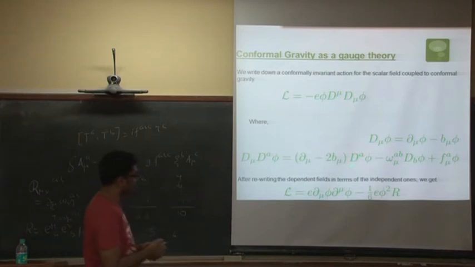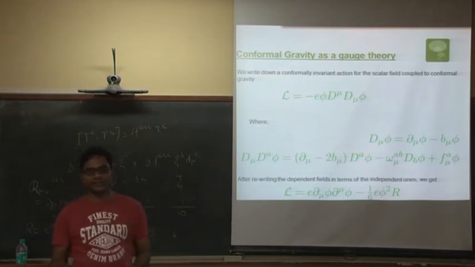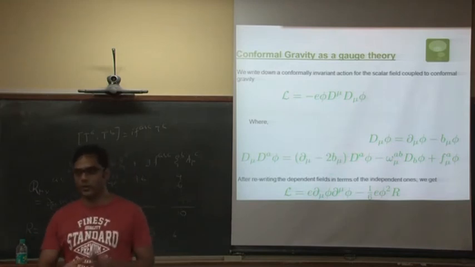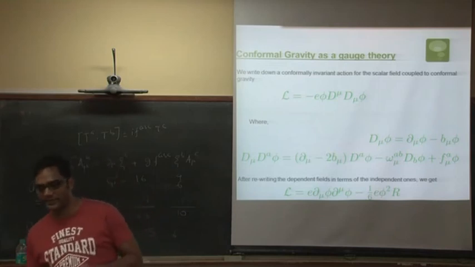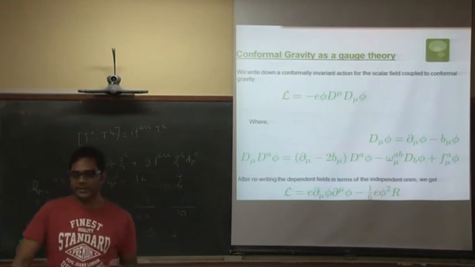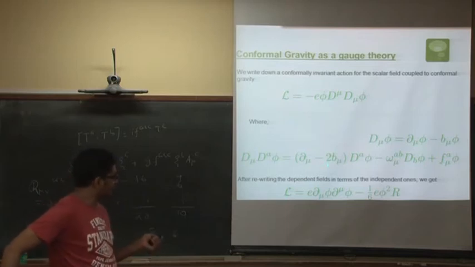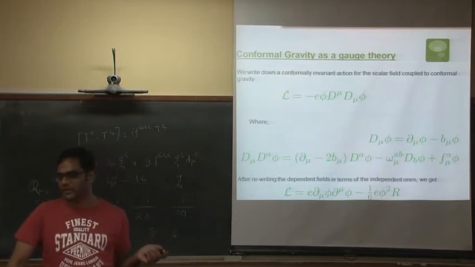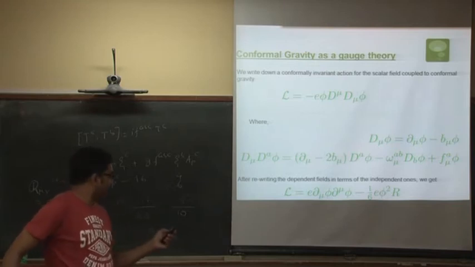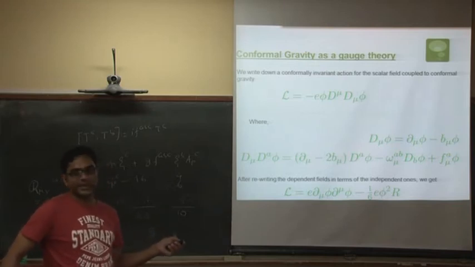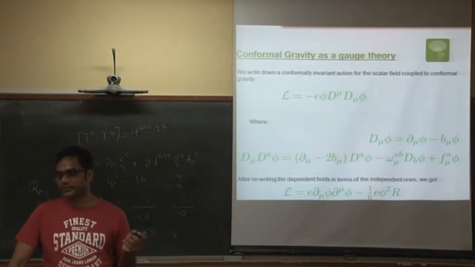And that's clear because B mu is the only field which transforms under special conformal transformation. In the whole bunch of independent fields that we have, B mu is the only field that transforms under special conformal transformation. And that is the reason that it automatically cancels from everything once you write down omega mu A B and F mu A in terms of the independent gauge fields.